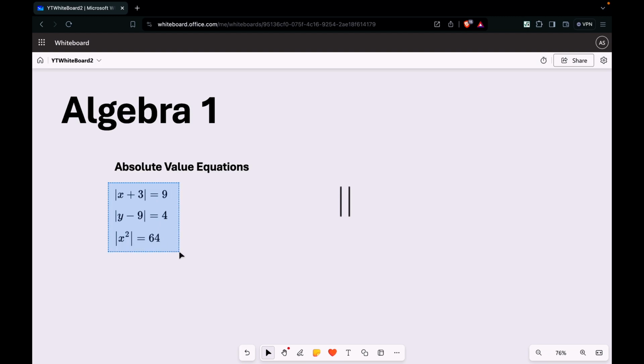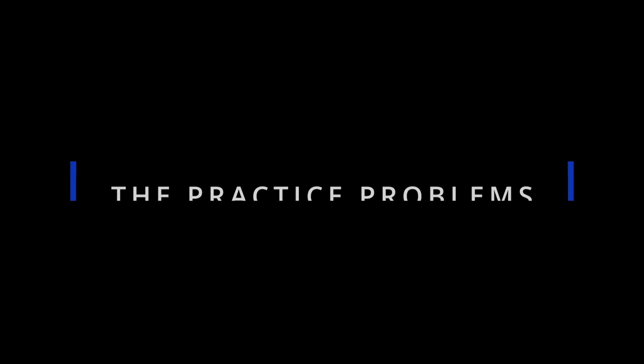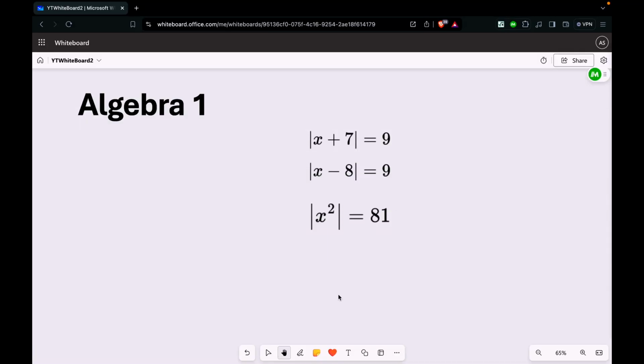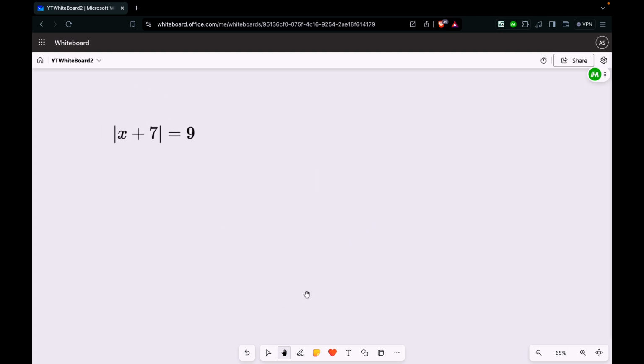These are 3 examples I've shown, and I'll say each of them out loud. The absolute value of x plus 3 is equal to 9. The absolute value of y minus 9 is equal to 4. And the absolute value of x squared is equal to 64. These are like the examples that I showed you, but for problems that I'm going to solve, just to show you a better example, maybe it's better I just pull up some new ones. Example, we will be solving the absolute value of x plus 7 is equal to 9. Make sure that this is the center of your attention.